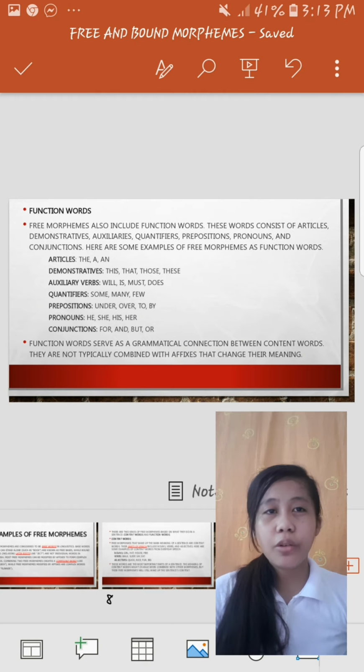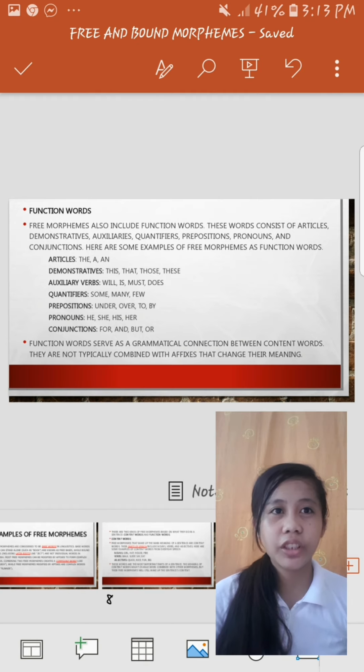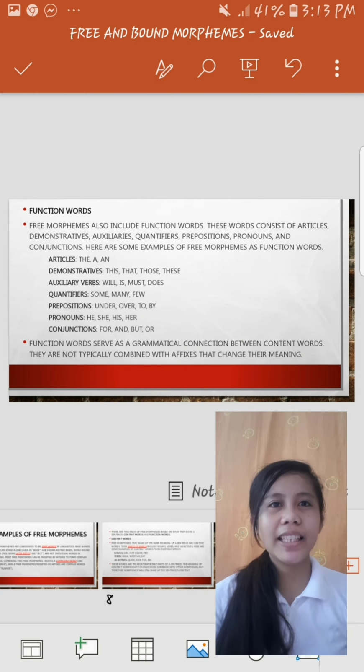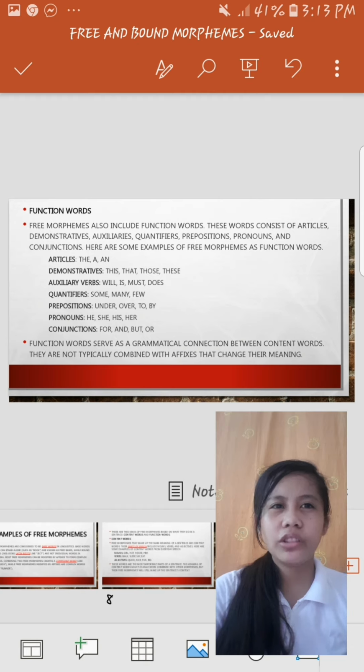So in articles, we have the words the, a, and an. In demonstratives, we have this, that, these, and those. In auxiliary verbs, we have will, is, must, and does. In quantifiers also, we have some, many, and few.